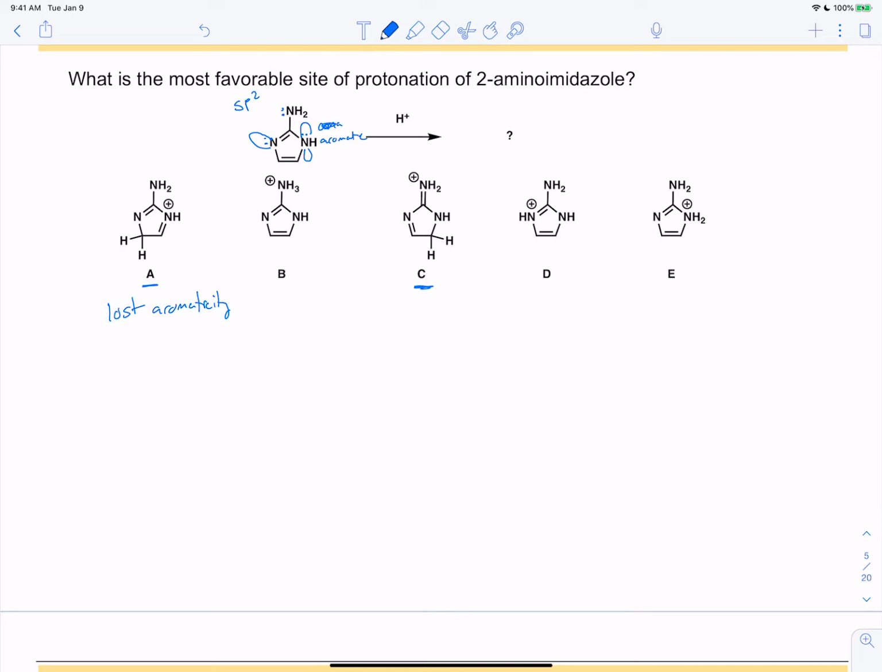So this is one of the cases where we kind of need to consider what was the state of the molecule before the resulting conjugate acid. So loss of aromaticity is going to be pretty bad. And so unless all the other options are even worse, this is something we definitely want to think of as being not the site of protonation. If we look at B, it is still aromatic. So maybe this won't be too bad.